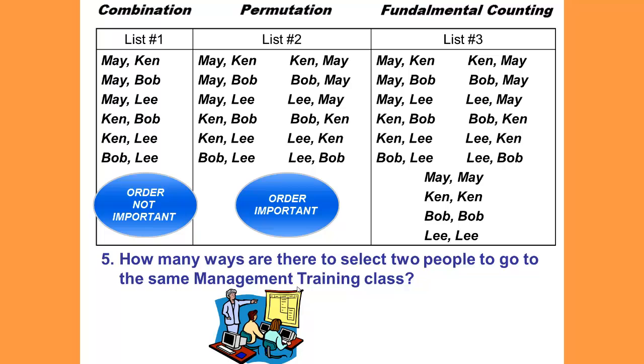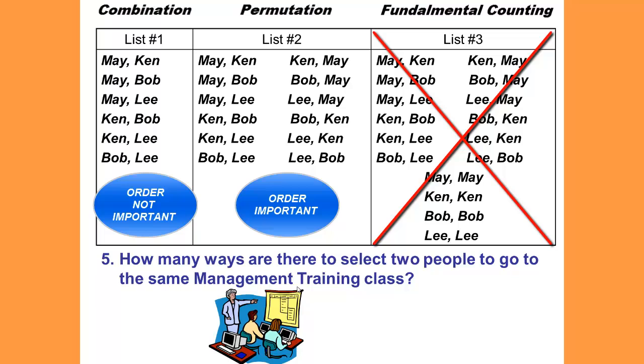Can we repeat selections? In other words, can the same person go to the same management training class, in this case implying at the same time? And the answer to that is no. We have to select different people to send 2 people to this class. So since we can't have repetitions, list 3 and the fundamental counting principle is out.